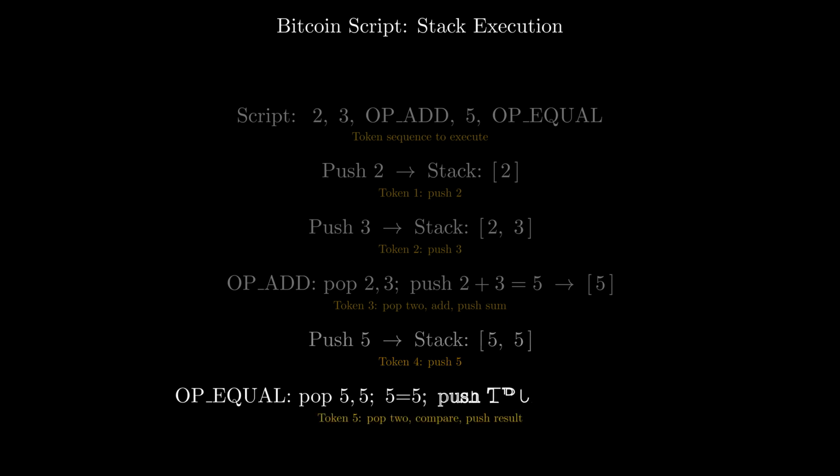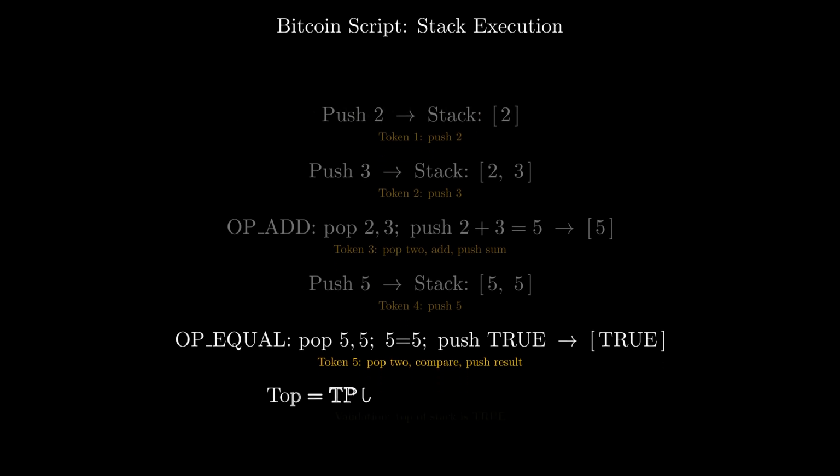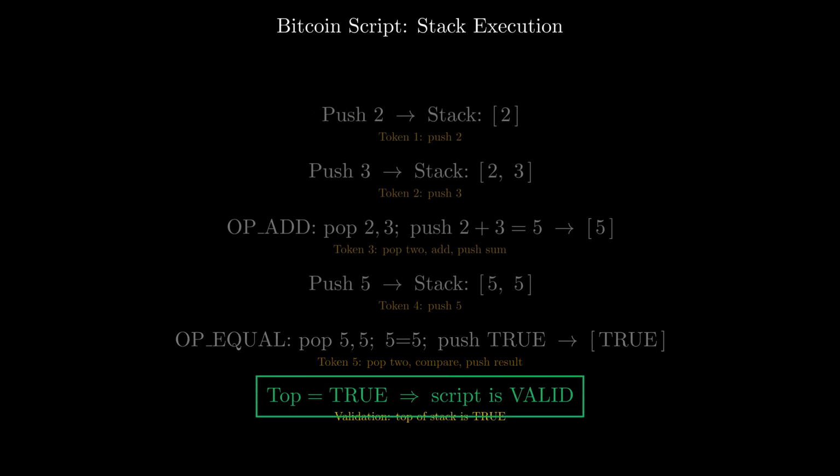The stack is now 5, 5. Final token, OP_EQUAL. Pop the top two values and compare them. 5 equals 5, so push true. The stack ends as just true. The script returns true because the top of the stack is true. That's all validation really is: running tokens through a stack until something is left on top.